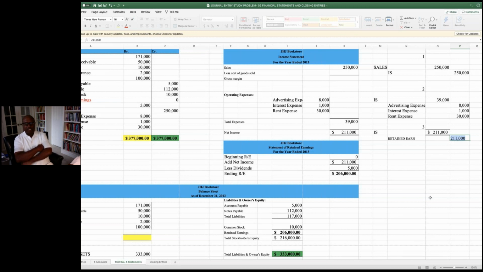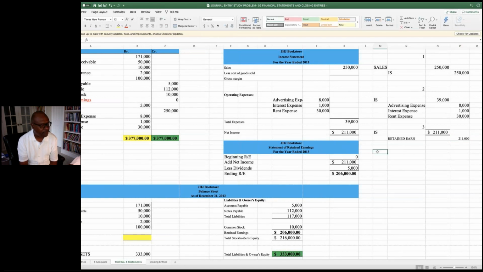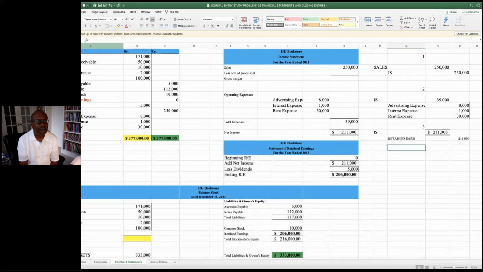What's that fourth closing entry going to be? Credit retained earnings. I like to hit a debit first. 5,000. The debit account first is what I was getting at. It's going to be retained earnings. So we're going to debit retained earnings.